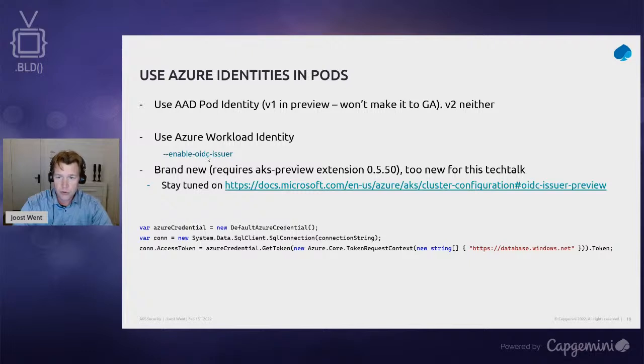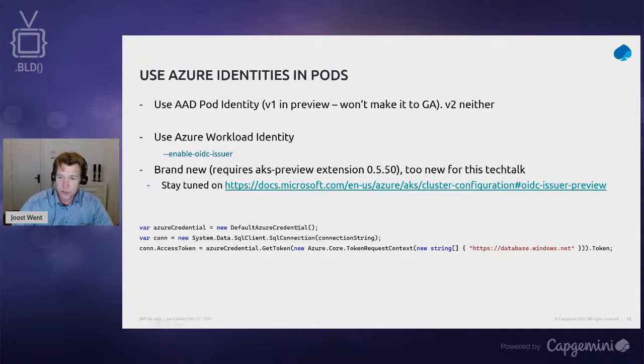And using Azure Workload Identity, you can even link Kubernetes clusters that are running outside Azure to your Azure identities, which is quite cool. I was really motivated to show it to you today, but it requires an AKS preview extension that I couldn't get hold of. It's a little bit too new for this tech talk. So all I can promise you is to stay tuned on the link that I've mentioned over here. And I will promise you that I will do the same.